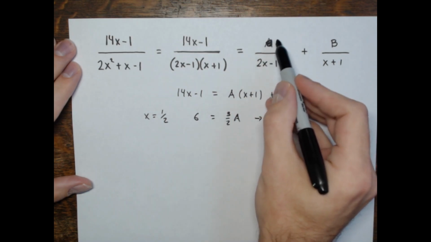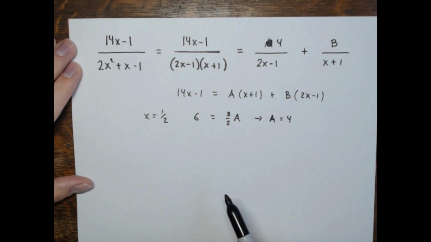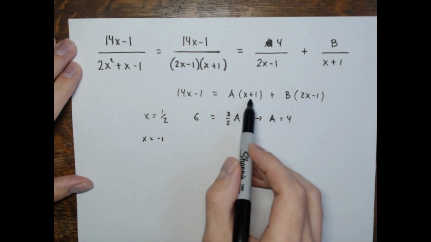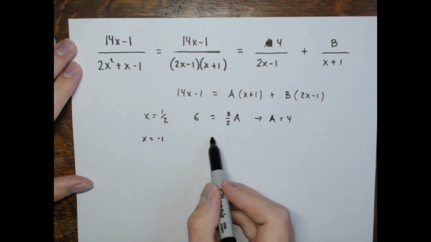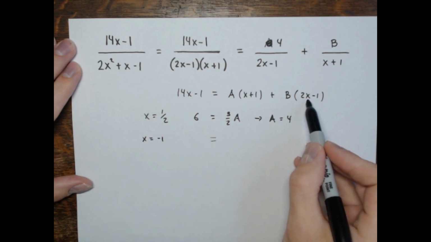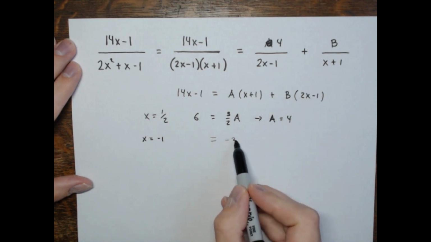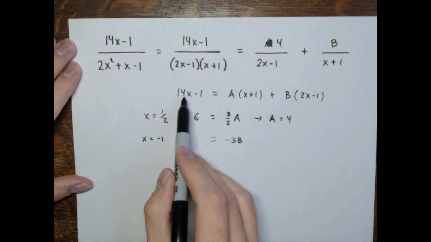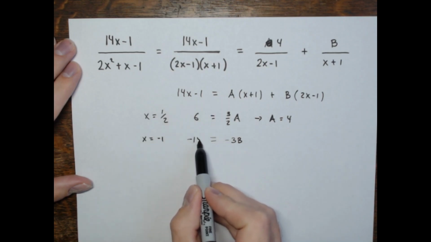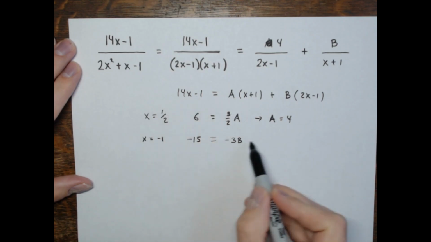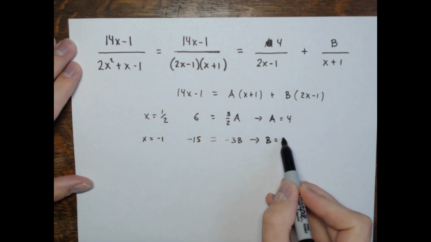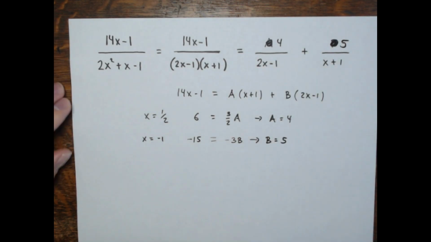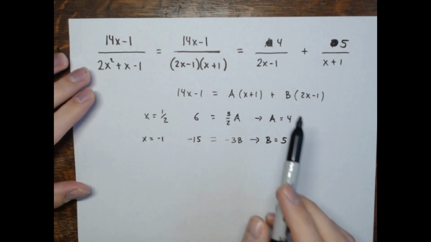All right, so this is 4 up here, 4 over 2x minus 1. And then when x equals -1, the a term would disappear. And when x is -1, you'd have a -3b on the right side and -15 on the left side, right? -14 minus 1. Divide by -3, b equals +5.